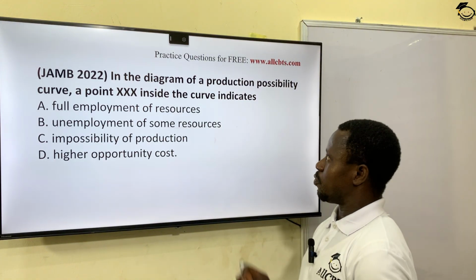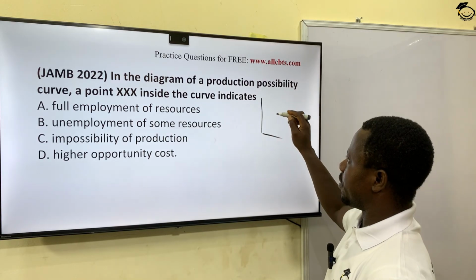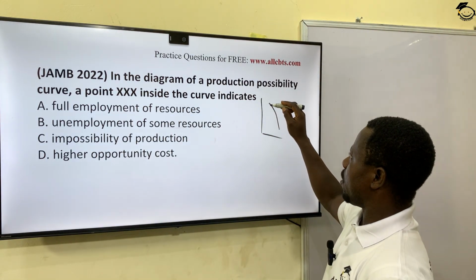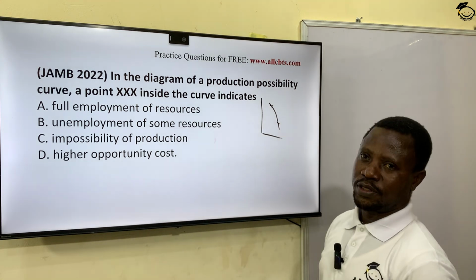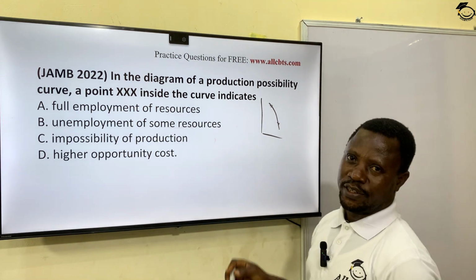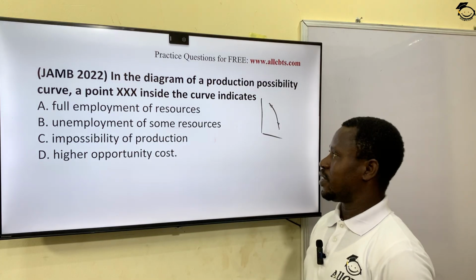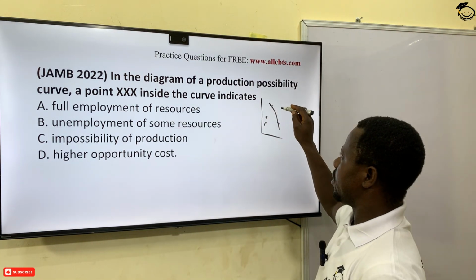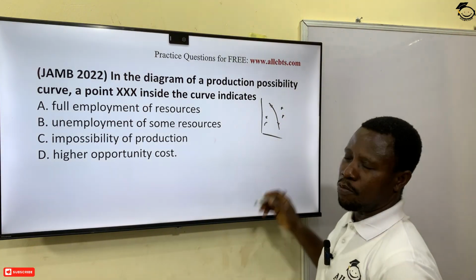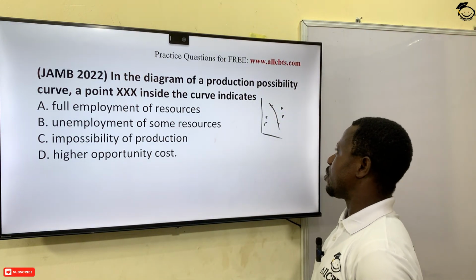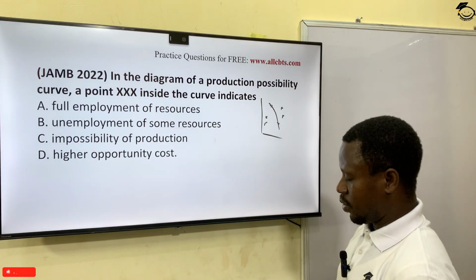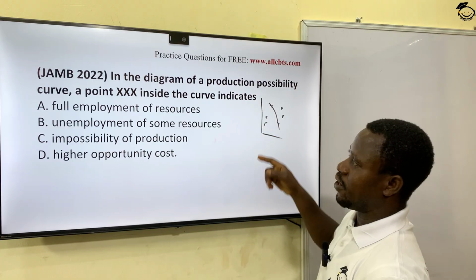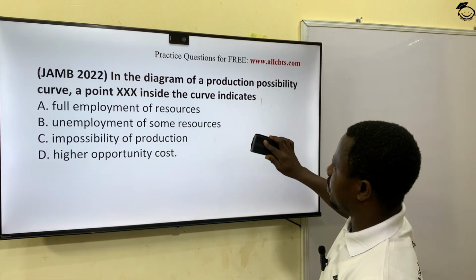All right? In the diagram of a production possibility curve, if you have seen a production possibility curve before, something like this, we said any point along this curve is what? Full utilization of the available resources. Any point under is underutilization. And this is over and above the full utilization of the resources. So let's see. A point inside the curve. This is inside the curve, right? What does it indicate?